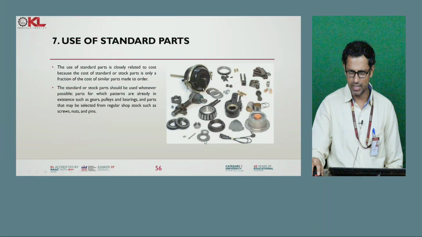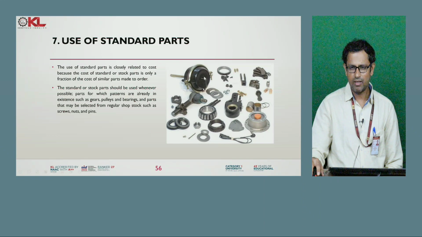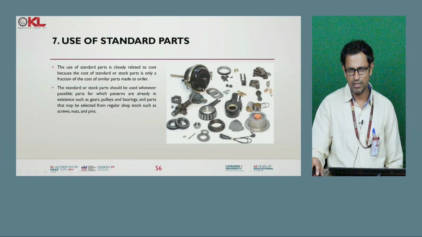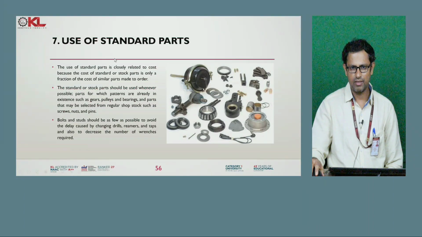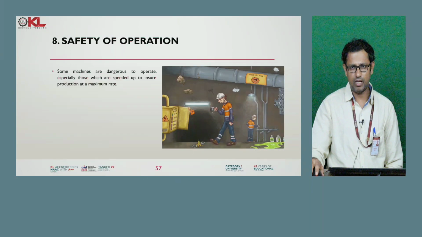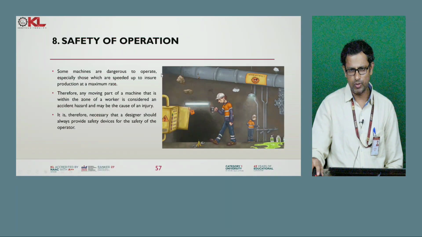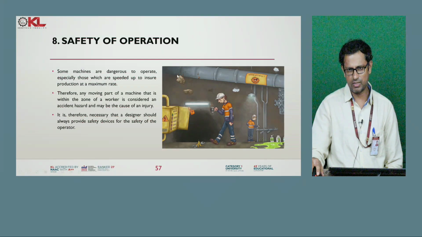While designing the gaskets, levers, brakes or bearings, anything, or the couplings, brake pedals, whenever we are designing, try to incorporate the standard parts in your design. So that is the seventh parameter that we have to consider in the designing. And the eighth one is the safety of operation. So for example, you are designing a new boiler. So while designing the boiler, you have to consider the safety of the operator, because you know that the boiler will be with high pressure.